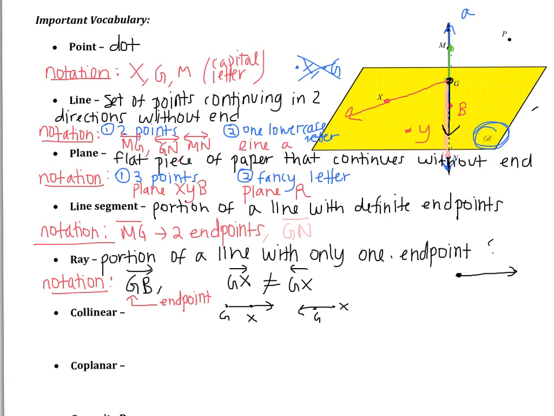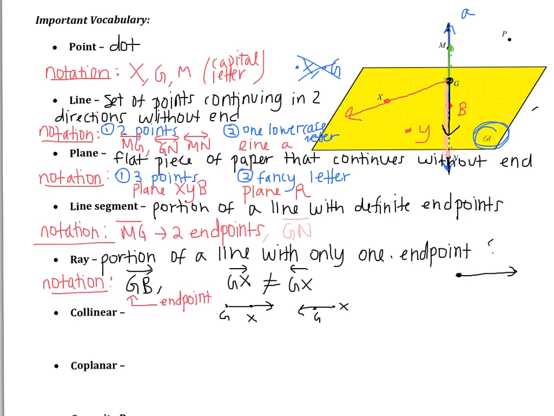So it's very important the order for a ray. Line, the order doesn't matter. A plane, the order doesn't matter. A segment, the order doesn't matter. A ray, the order does matter. You have to make sure you use the endpoint and that that's on the side that doesn't have the arrows. If you're confused, please make sure you ask me in class about that one.